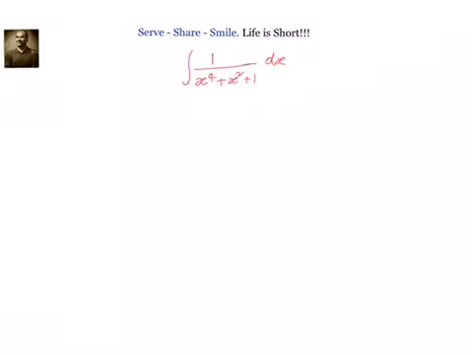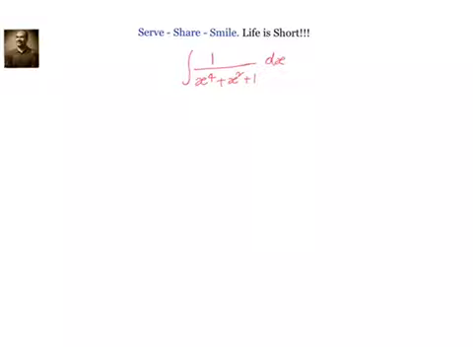Let us look at this important problem. We have to find out the integral of 1 by x power 4 plus x square plus 1 dx. This problem can be solved in more than one method. We will be picking one of the methods in which we will substitute either x plus 1 by x equal to another variable, or x minus 1 by x equal to another variable. So let's go ahead and look at the problem.